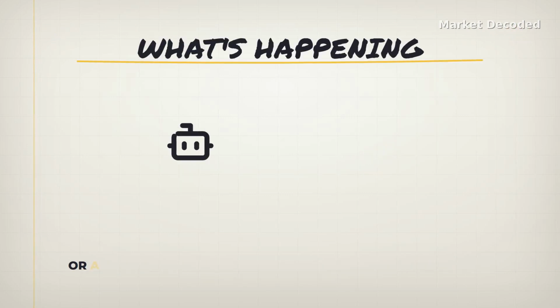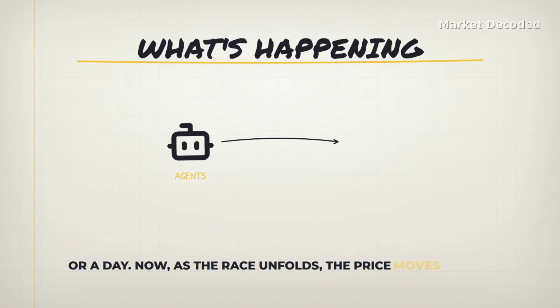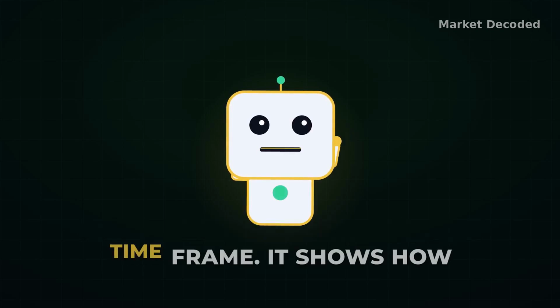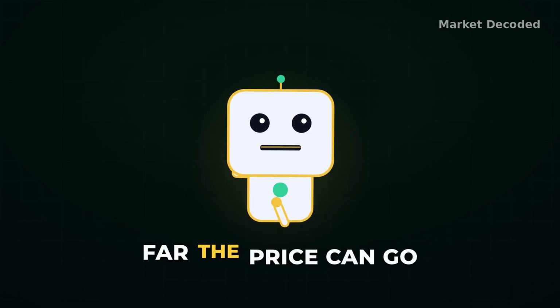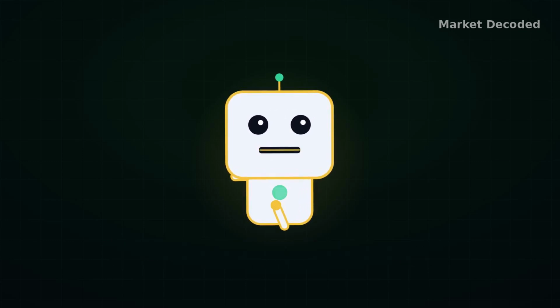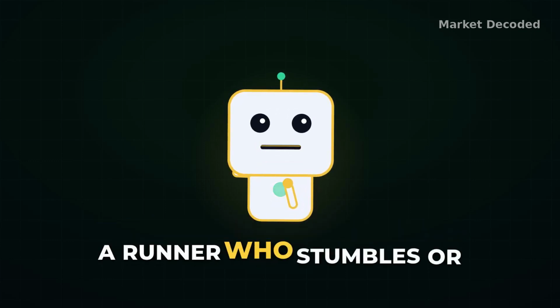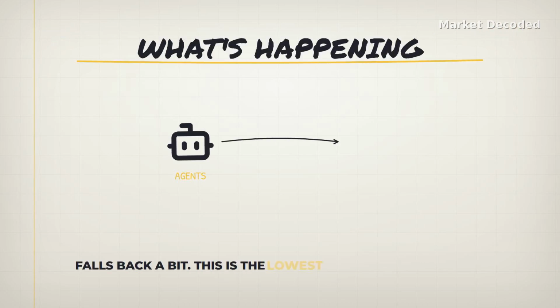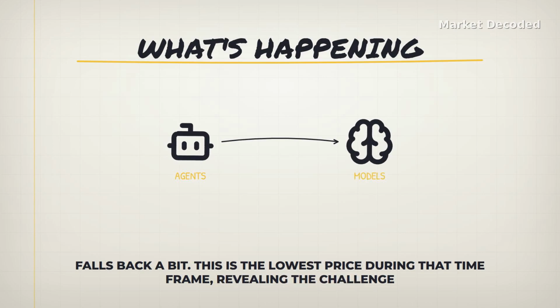Now, as the race unfolds, the price moves up and down, just like runners jostling for position. The high price is the peak moment in our race, the highest price reached during that time frame. It shows how far the price can go when the excitement is at its peak. Then comes the low price, which acts as the lowest point reached, like a runner who stumbles or falls back a bit. This is the lowest price during that time frame, revealing the challenges or hesitations in the market.